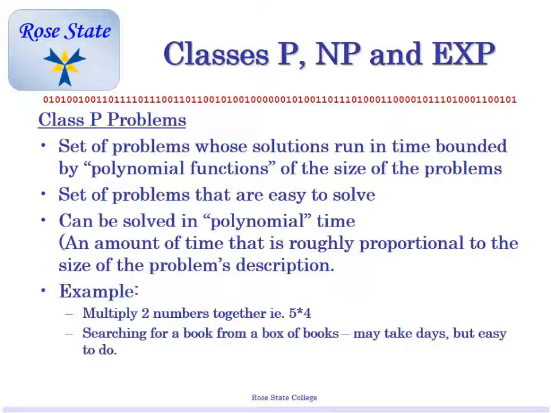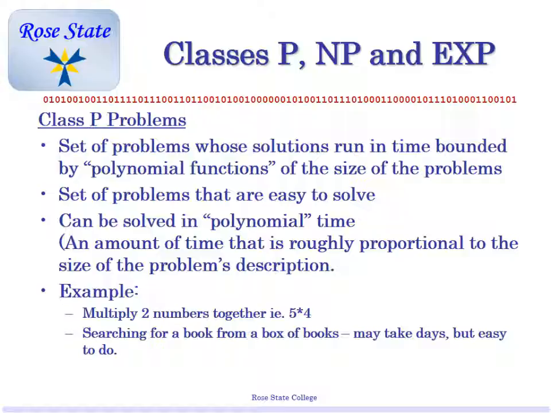Okay. So, let's talk about some different classes of problems. You will see multiple questions on this on multiple exams. Okay. First type of problem is a class P problem. It's a set of problems whose solution runs in time bounded by polynomial functions of the size of the problem. Set of problems that are easy to solve can be solved in polynomial time, which is an amount of time that's roughly proportional to the size of the problem.